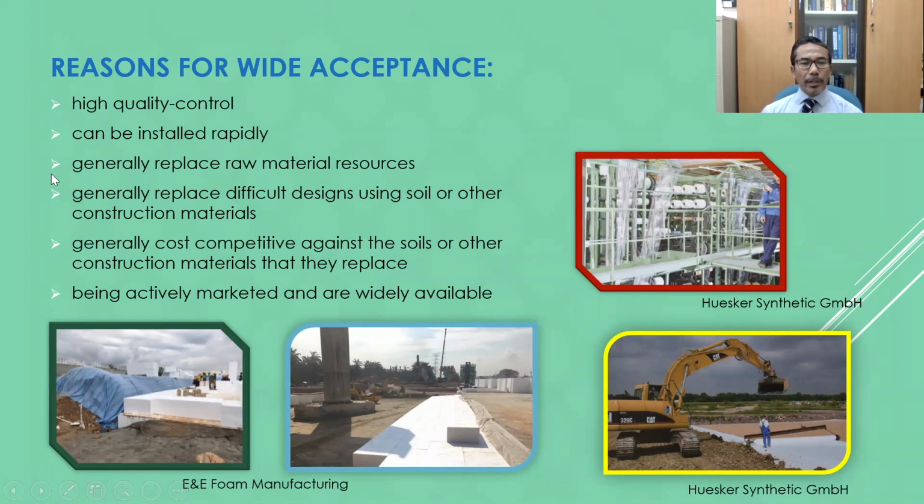Reason number three, geosynthetic materials generally replace raw material resources. In certain civil engineering projects, raw materials such as soil, sand, or rock might be necessary to be used as fill materials. These natural resources normally are obtained from borrow pits located at some distance from the project site. With the existence of geosynthetic materials, the natural materials can be replaced.